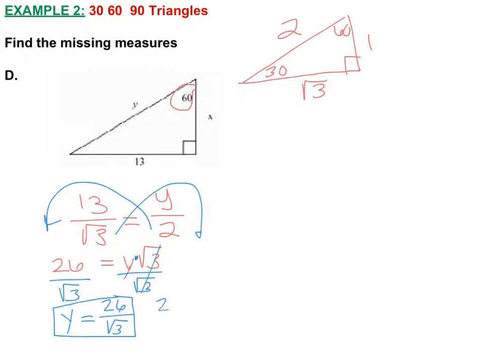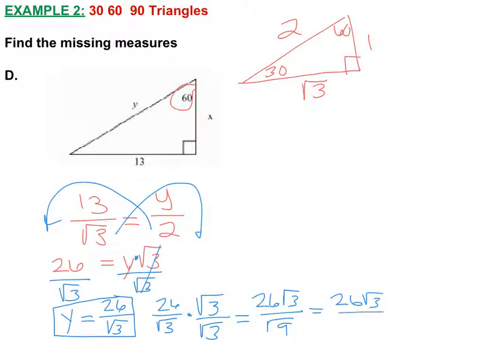So what we're going to do is we're going to take 26 and the square root of 3, and we're going to rationalize that denominator by multiplying it by the square root of 3 over 3, because that's something equivalent to 1. Then we end up with 26 square root of 3 over the square root of 9, and then 26 square root of 3 over 3. And this is the value of y in its most simplified form, because 26 can't be divided by 3.